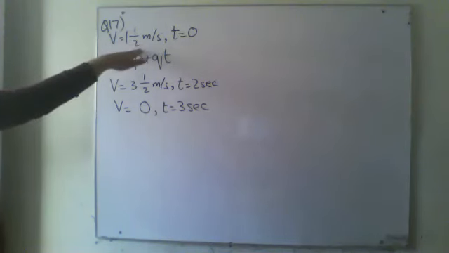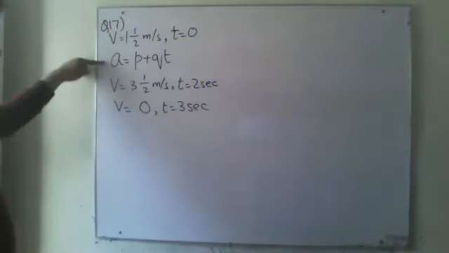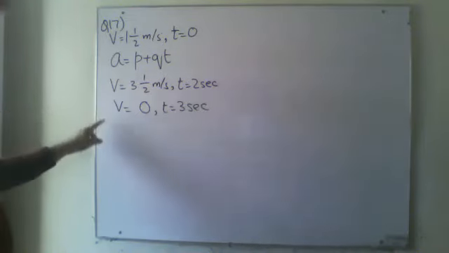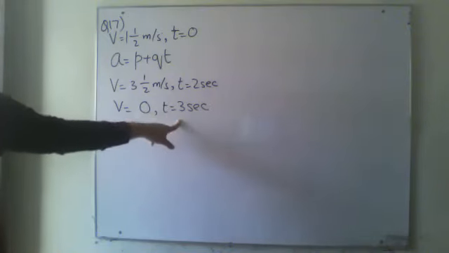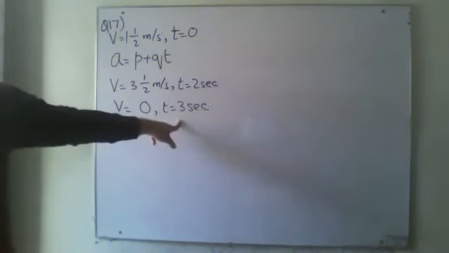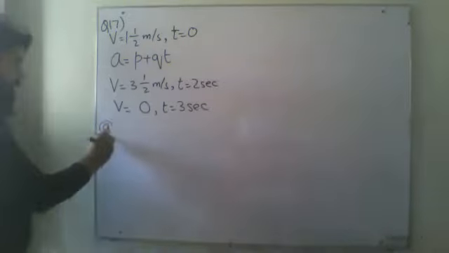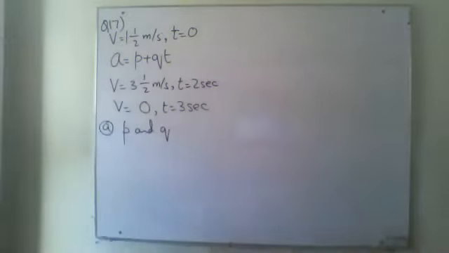Velocity is 1 1/2 meters per second when time was 0, the body was crossing the starting point. This is the acceleration. This is the velocity at 2 seconds. This is the velocity at 0. Velocity is 0 when t equals 3 seconds. Now they are saying find the value of p and q. This is the first thing I have to do.